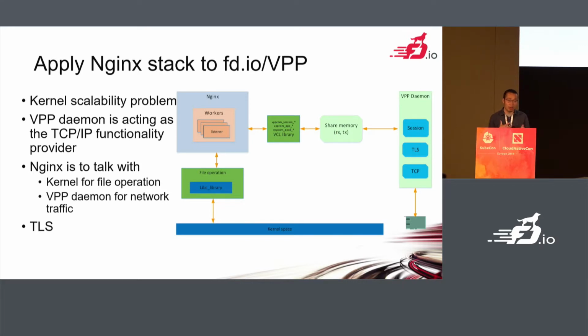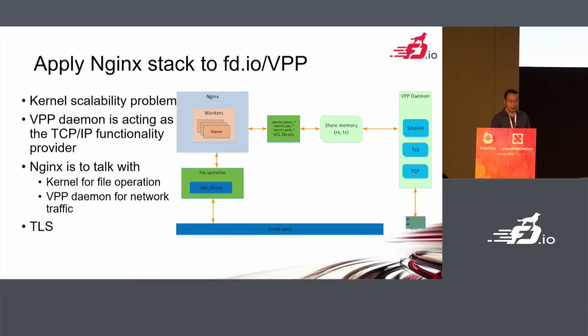If the throughput becomes very big, it means that the kernel space has some difficulties to scale, because kernel space does not provide a very good way to pin some traffic to specific cores. And so by doing that, on the right side is a VPP daemon, and this daemon provides an interface with the shared memory.